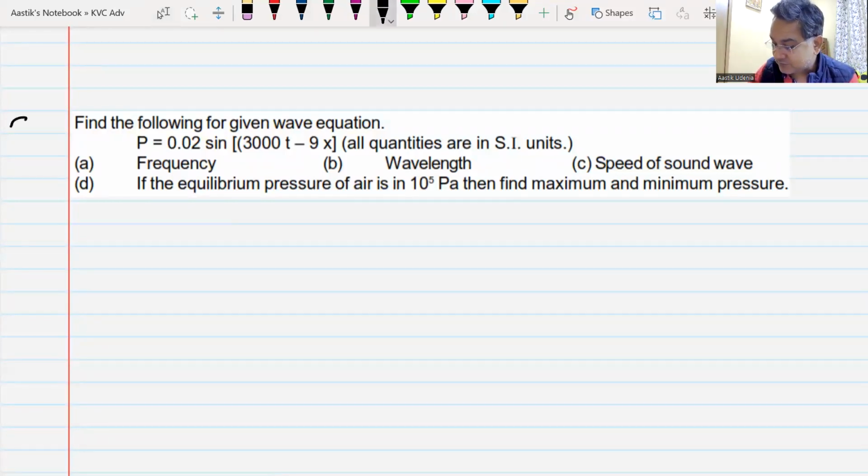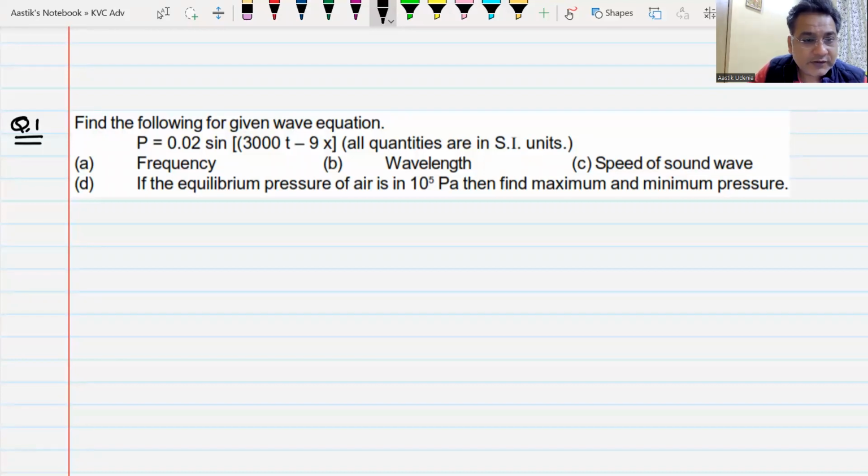Question number 1. Find the following for the given wave equation: frequency, wavelength, speed of the sound wave. If the equilibrium pressure of the air is 10 raised to the power 5 Pascal, this is atmospheric pressure, find the maximum and the minimum pressure. Maximum pressure is the pressure at compression. Minimum pressure is the pressure at rarefaction. Do we understand this? Yes, sir. You have 2 minutes to show your talents, else I will be compelled to do it on my own.